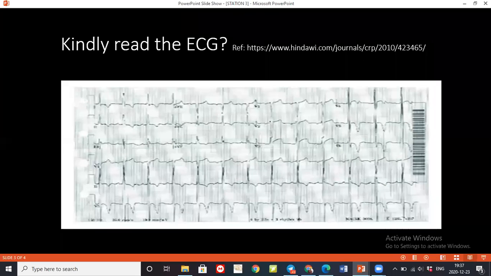I can't see it much clearly, but roughly I can say that the rate and rhythm are okay. It's a little blurred, but the QRS is a bit higher, and the QRS complex is also wider, and T wave inversion is seen in leads 1 and 2. Well, I cannot comment more than this for the moment.